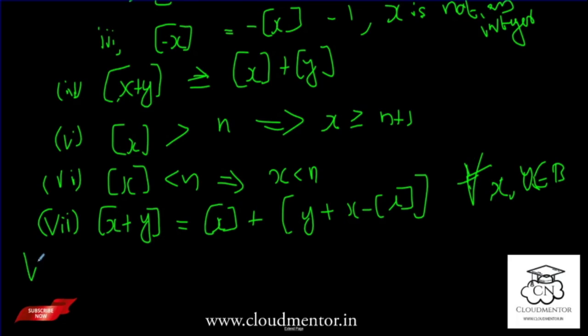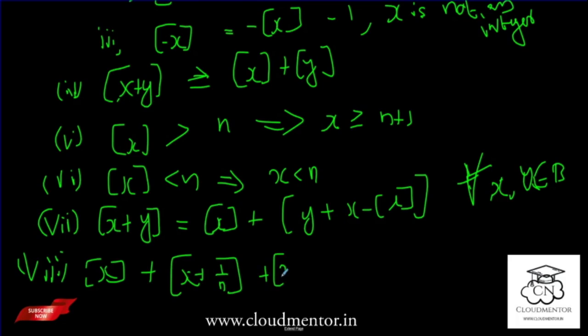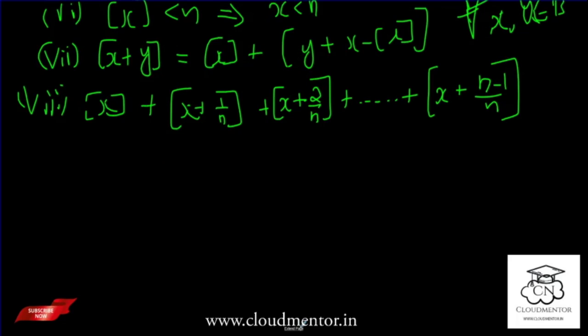And the last property is that the greatest integer of x plus the greatest integer of x plus 1 by n, plus greatest integer of x plus 2 by n, plus etc. up to greatest integer of x plus n minus 1 by n, that will be equal to the greatest integer of nx, n element of natural numbers.